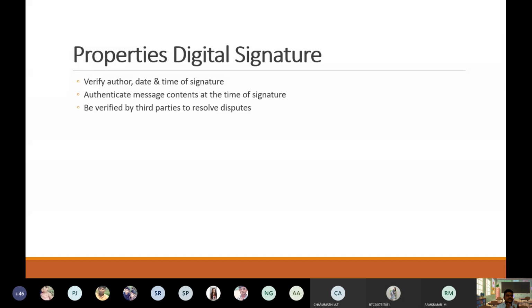So if you want to file a patent through your registered website, I mean through IPR India, online IPR India.